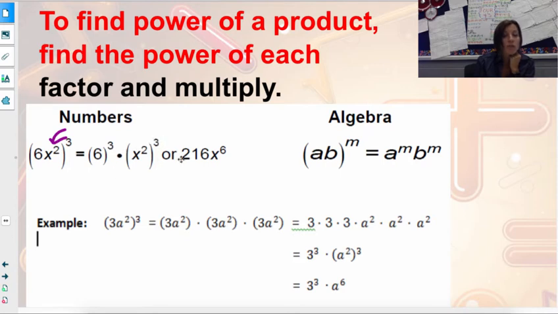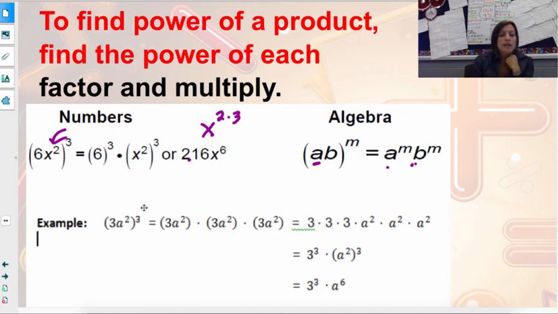So 6 cubed is going to be 216. X squared cubed, we're going to go ahead and use exactly the laws that we just talked about. 2 times 3 gave us x to the 6th power. So when it's just algebra, (ab) raised to the nth power, we've got to do them singly: a to the nth, b to the nth. And there's no multiplication sign, but we are multiplying them. When two letters are next to each other, that just indicates the multiplication or the product.